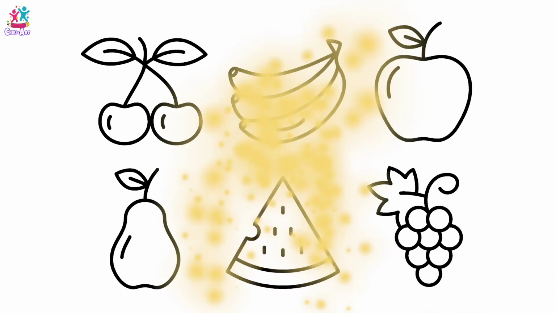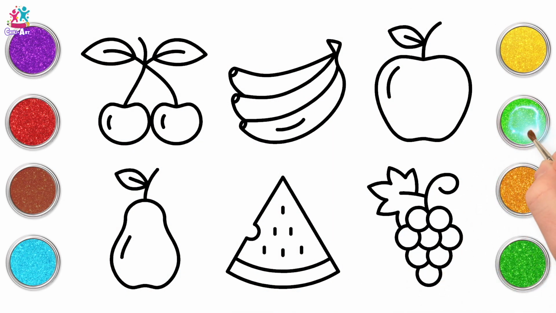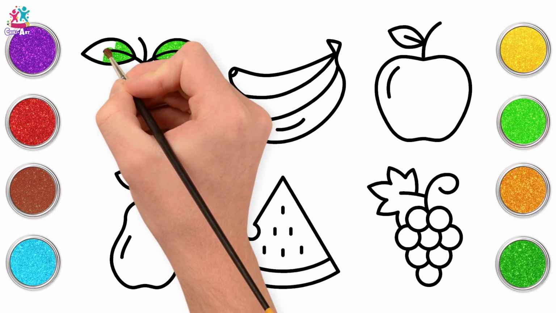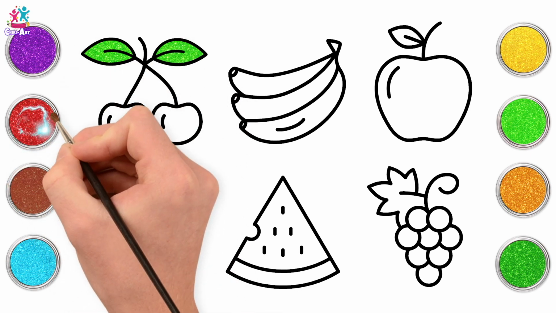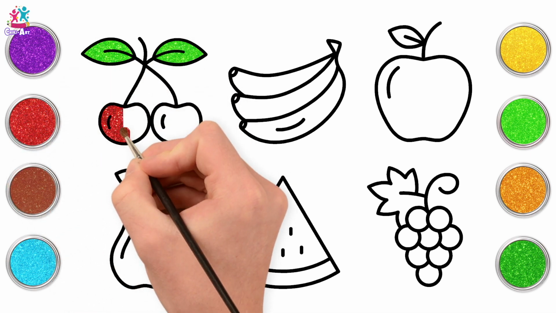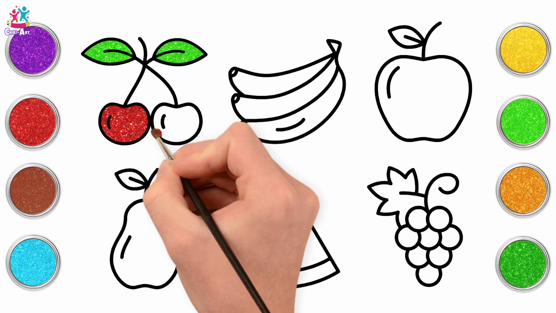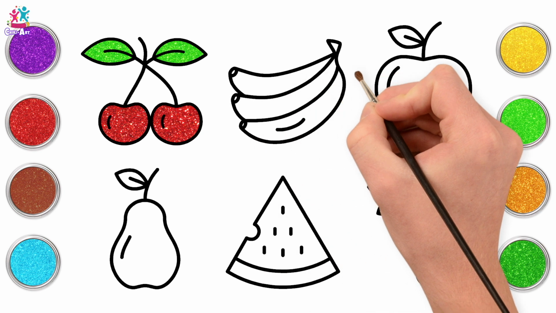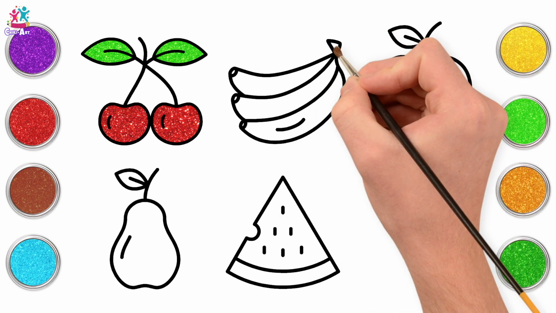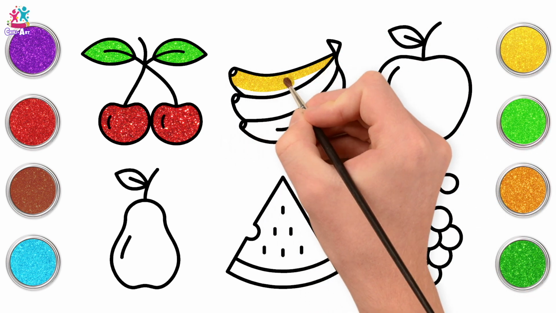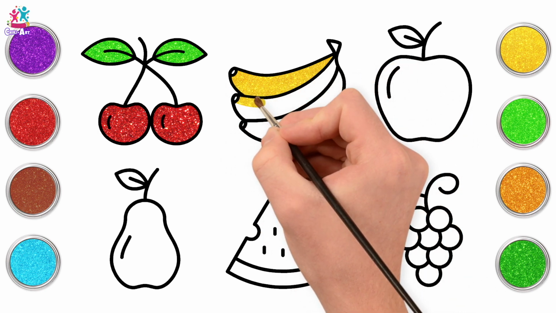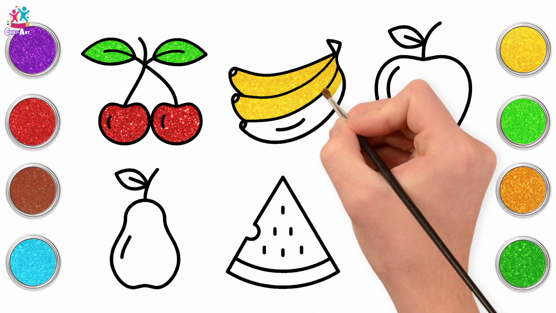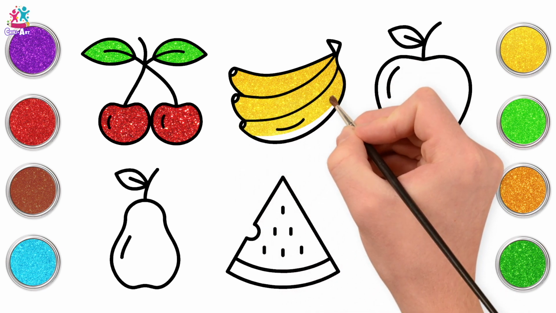And there you have it. Time to paint. Ooh, green first. We're going to paint the leaves of our cherries. And red. Do you like cherries? Me too! Lovely. Next is going to be the bananas. Yellow, because they're going to be nice and ripe bananas. Have you ever tried having banana with honey? It's amazing, especially in a sandwich.